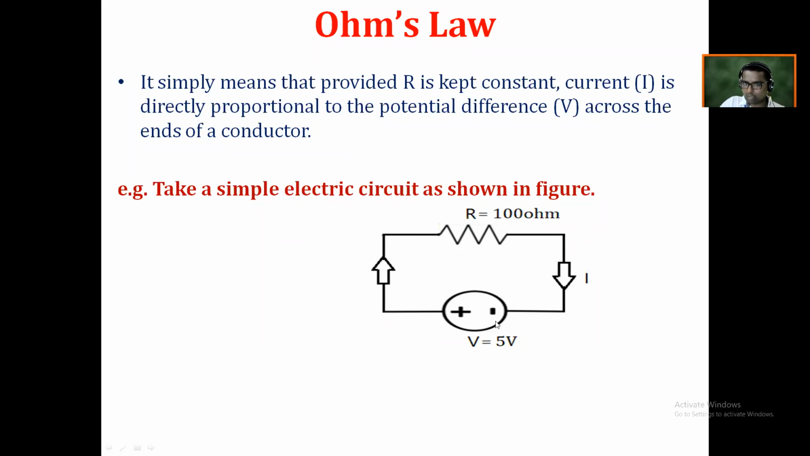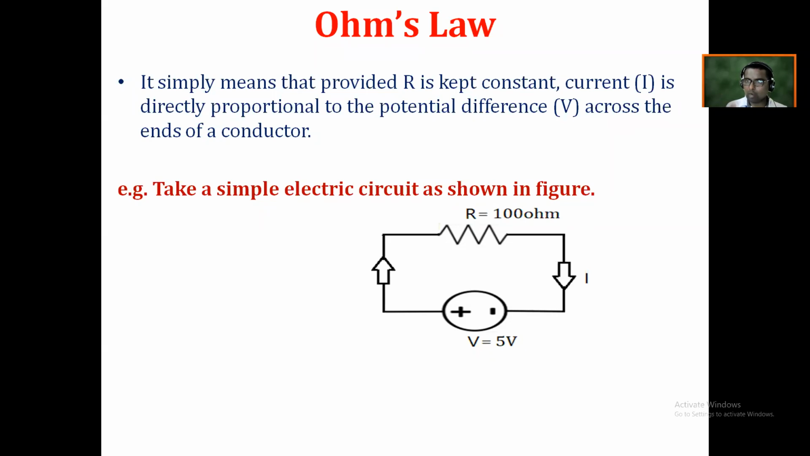Get it my point? Now here we know the resistance value is 100 ohm. We know the applied voltage value is 5 volt. Can we calculate how much current can flow through this particular circuit? Of course yes. This is the application of Ohm's law, because we apply Ohm's law to calculate one parameter out of these three parameters, that is nothing but I.